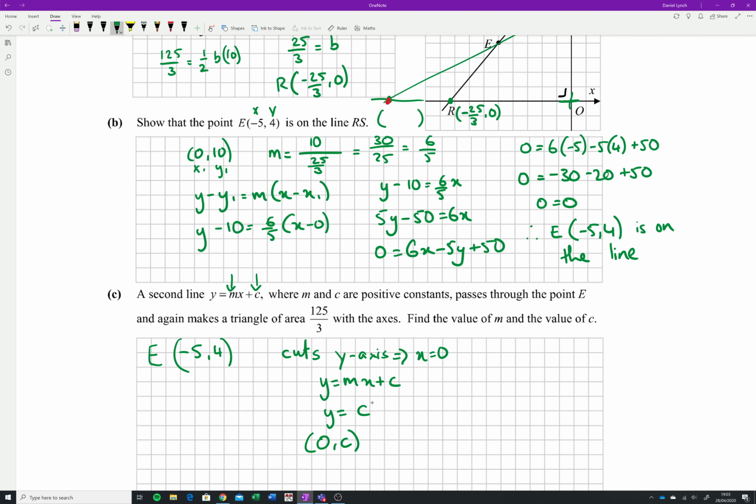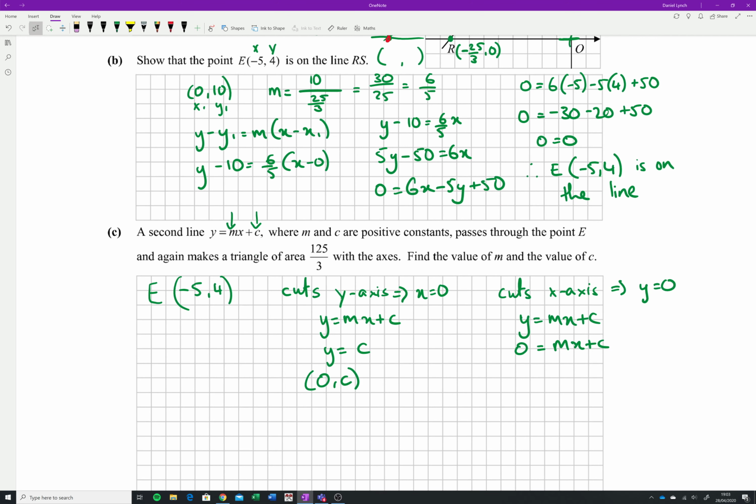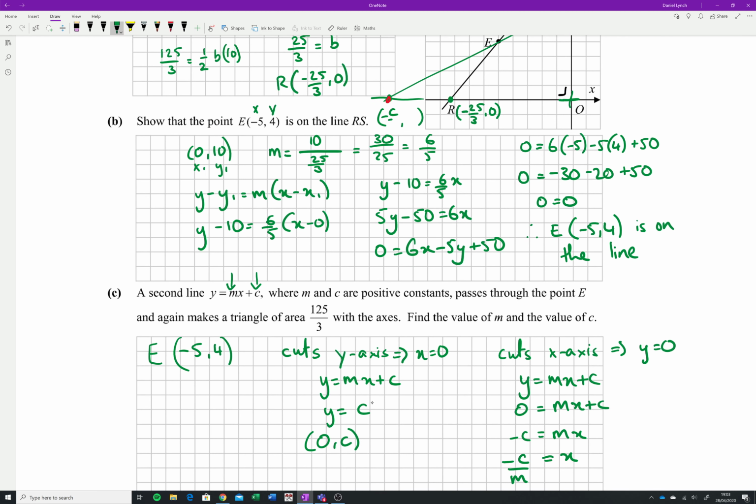This point down here, this one's a little trickier, where it cuts the x-axis. That implies that y is 0. Okay. When y is 0, we again get y equals mx plus c. When y is 0, we get mx plus c is equal to 0. Remember, we're trying to find out what's x, so we get minus c is equal to mx, and x is equal to minus c over m. Okay, so this point is minus c over m, that's our x value, and our y value is 0.